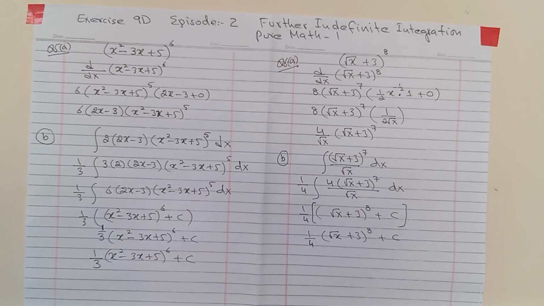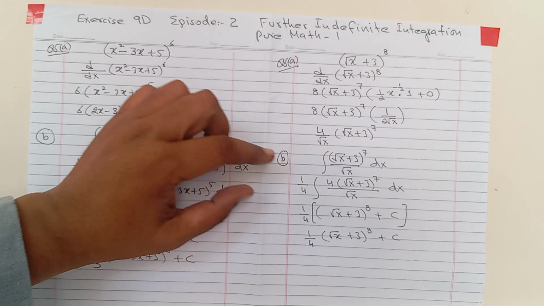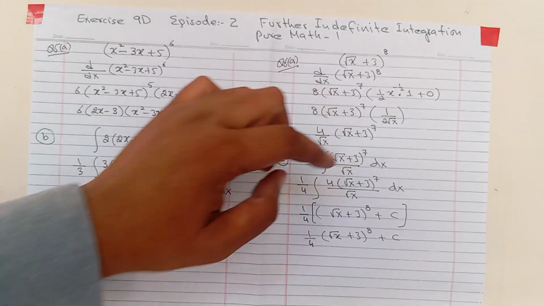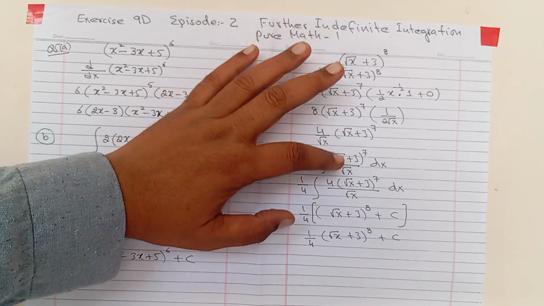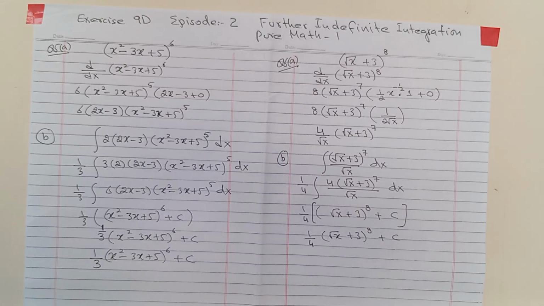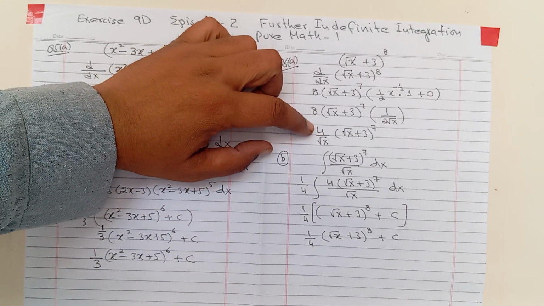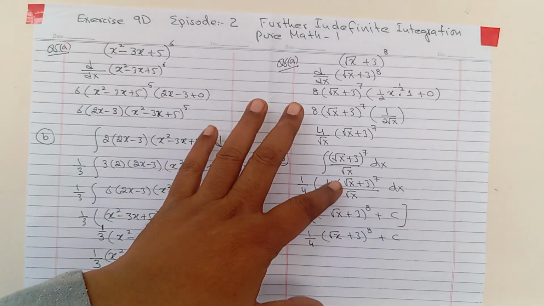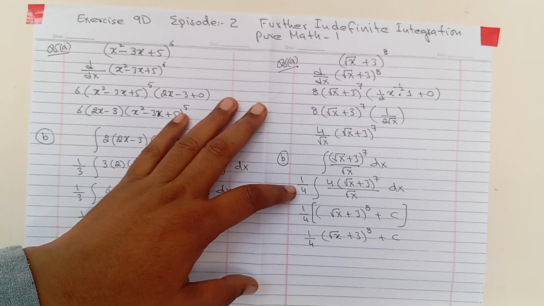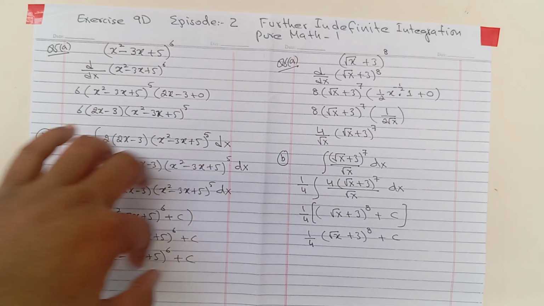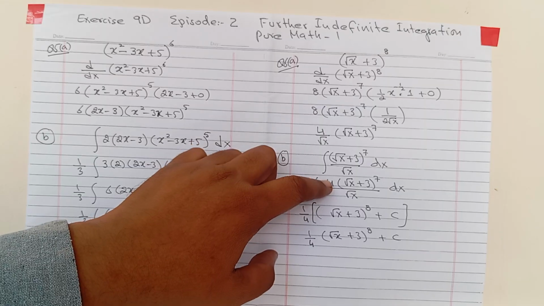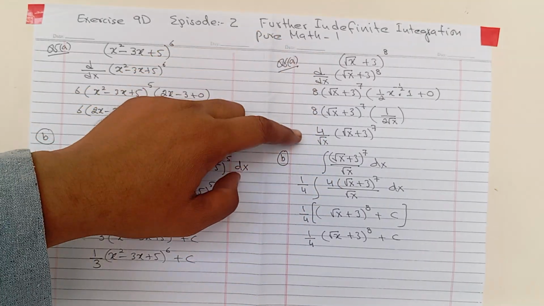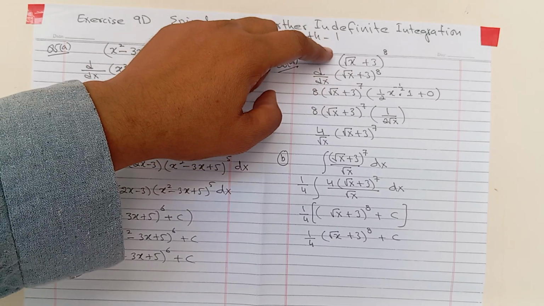Then in the B part, they ask us to find the integration of this. If you look at this expression and this expression, the only difference between them is that it has a 4 here and it does not have 4 here. So I will multiply by 4 and divide by 4. So 1 by 4 will remain outside here. Because the derivative of this expression is this, the integration of this will be this.